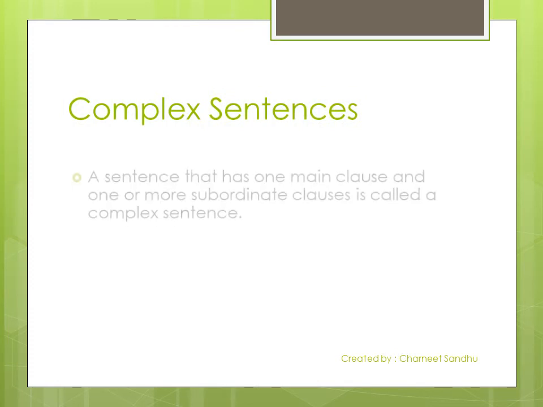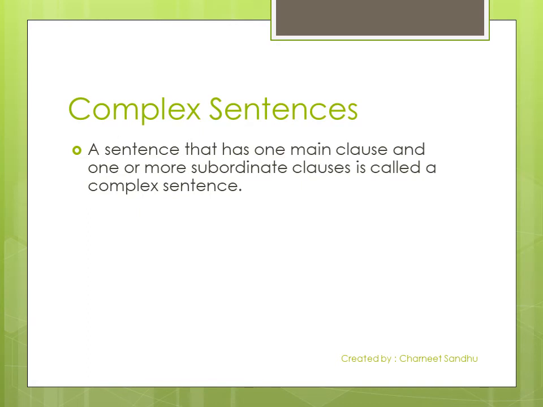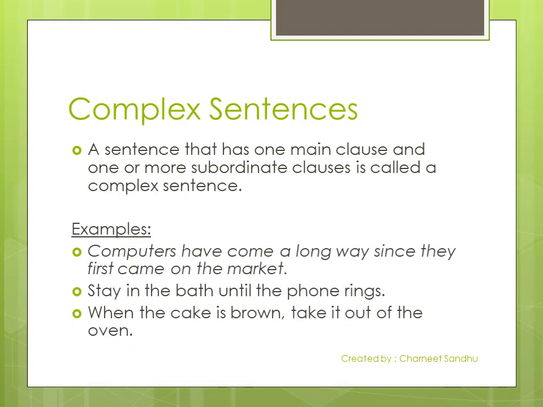Complex sentences. A sentence that has one main clause and one or more subordinate clauses is called a complex sentence. First example. Computers have come a long way since they first came on the market. This example begins with an independent clause. The subject computers and verb have come form a complete thought, followed by a dependent clause in which the subject is they and came is the verb.